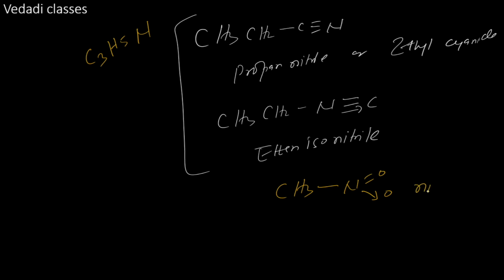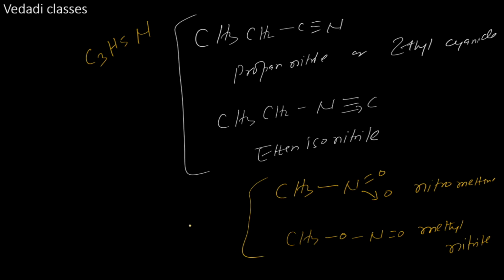So this is the nitromethane. And when you take the example of CH3 O N double bond O, so this is what? Methyl nitrite. Again same molecular formula: 1 carbon, 3 hydrogen, 1 nitrogen, 2 oxygen, just like this. So this is the molecular formula of nitro and nitrite. So this is the functional isomerism.